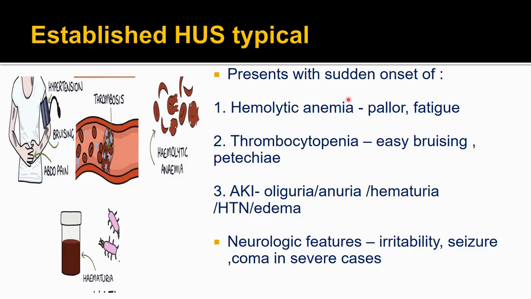Then the child suddenly presents with a hemolytic anemia with severe pallor and fatigue. Because of thrombocytopenia, the child will get bruising and petechial or purpuric rashes can be there. And with the AKI, they present with oliguria, anuria, hematuria. There might be hypertension and edema. And sometimes there can be neurological features like irritability, seizure, coma in severe cases.